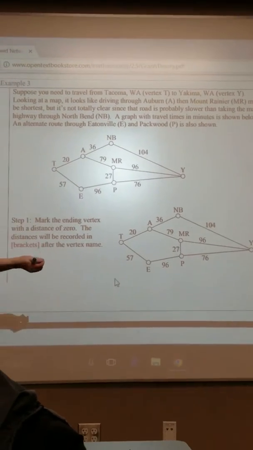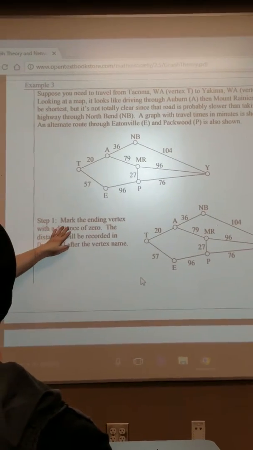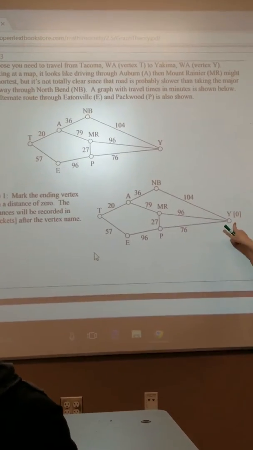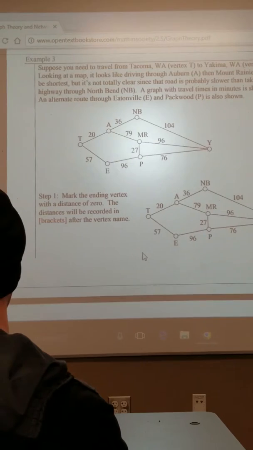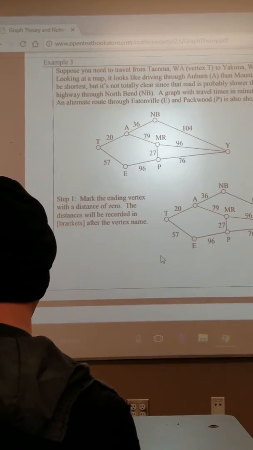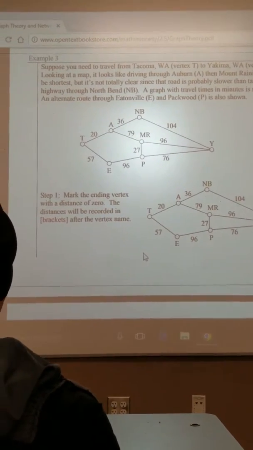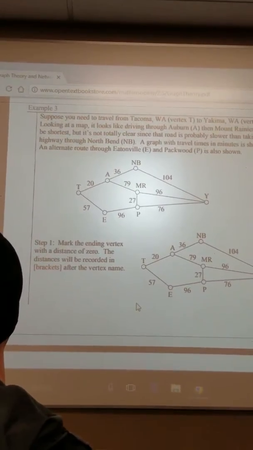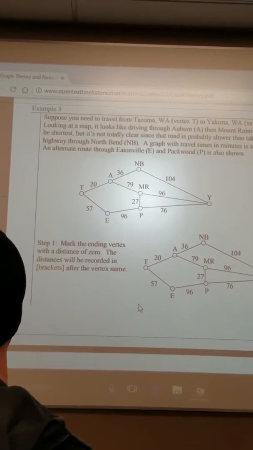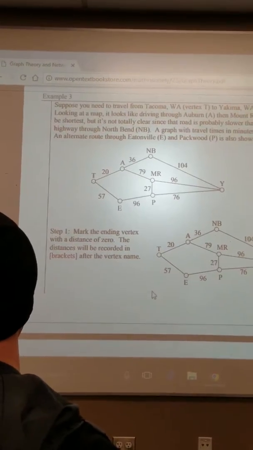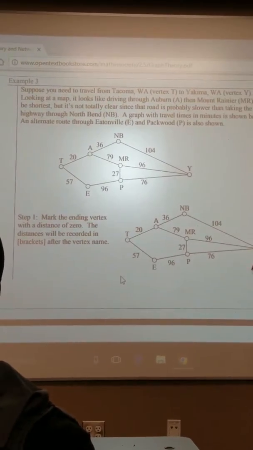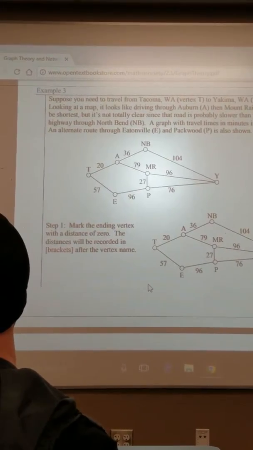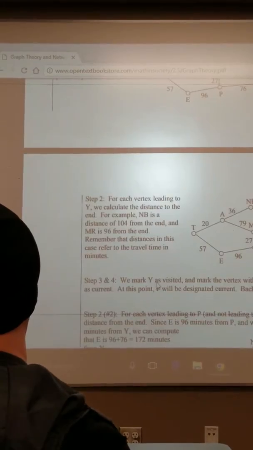All right, so what they do is they start at Y. So they mark Y with a distance of 0. So we're working backwards. We want to get from Tacoma to Yakima, but we're going to start at Yakima and determine what's our best optimal route to get between the two. Okay, mark it with a distance of 0. The distances will be recorded in brackets after the vertex name. Okay. So our first step tells us to designate that as our starting point.